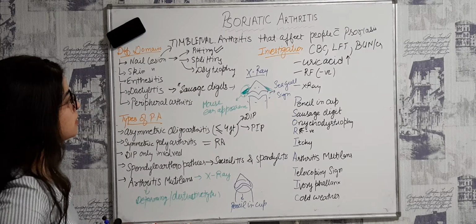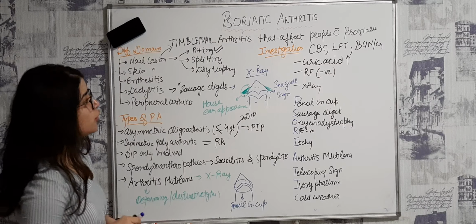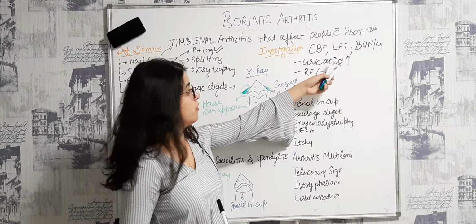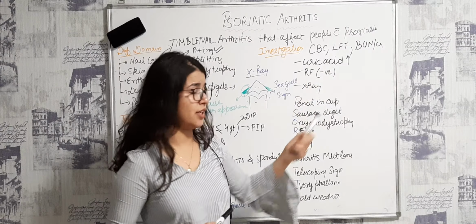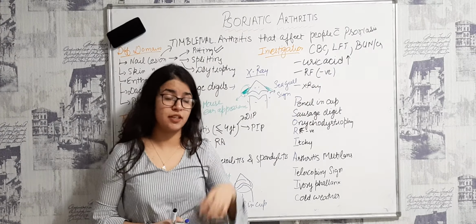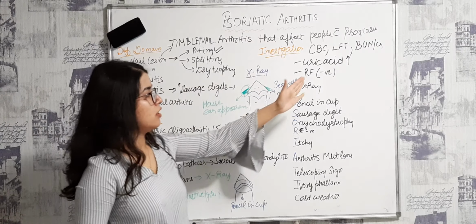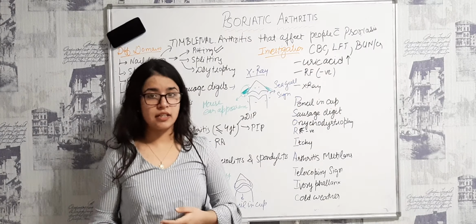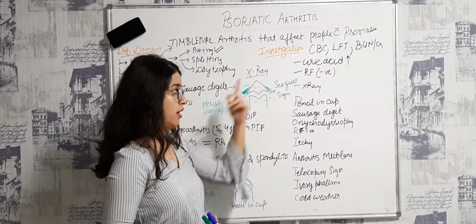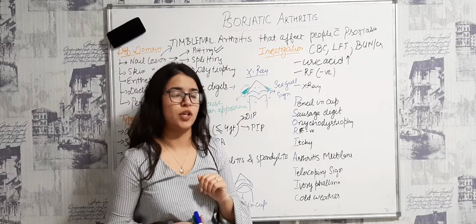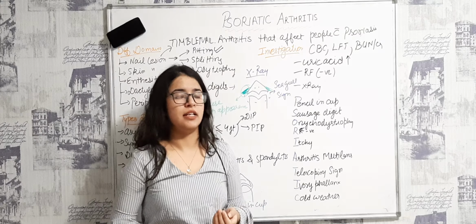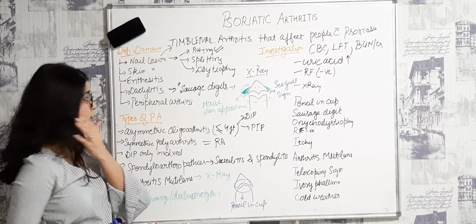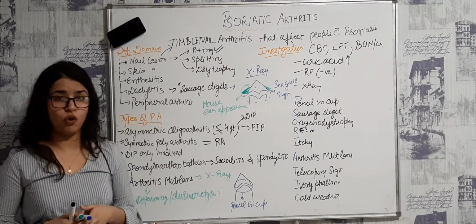Now, what are the methods of investigation we generally use? We go for CBC, LFTs, BUN, creatinine, and uric acid is increased. Why is uric acid increased? Generally, the skin turnover is increased, that's why the uric acid level will be increased. And one more thing, psoriatic arthritis is worsened with cold temperature, and the peripheral joints are more commonly involved.